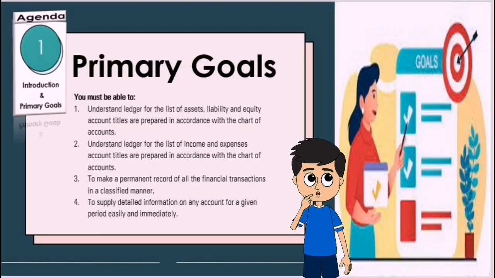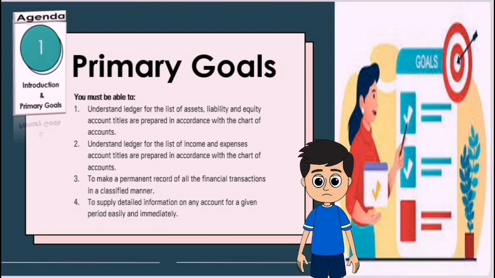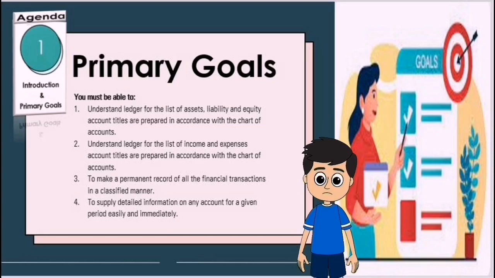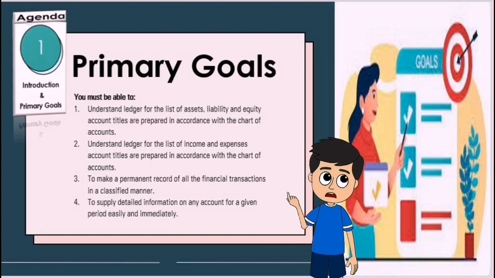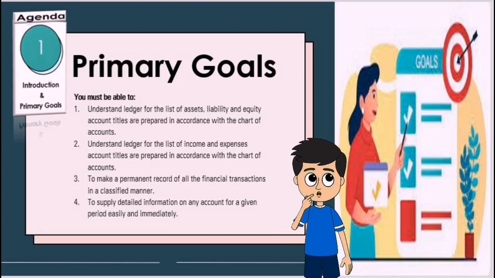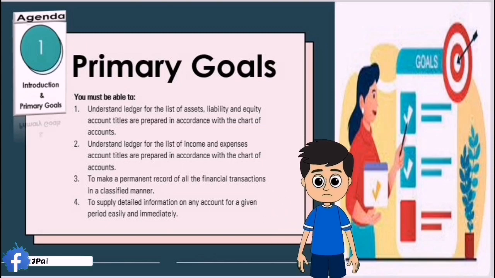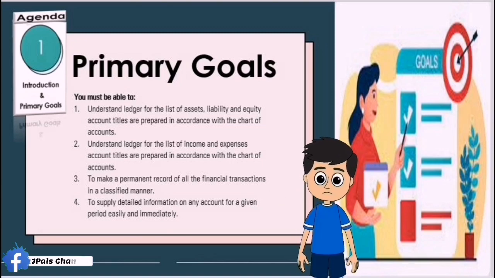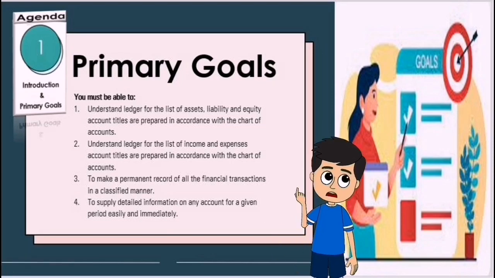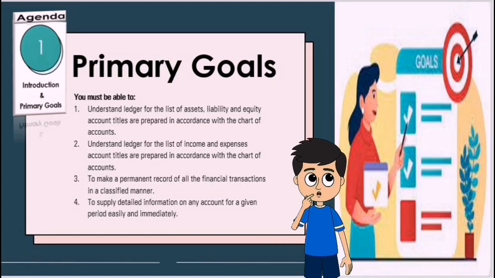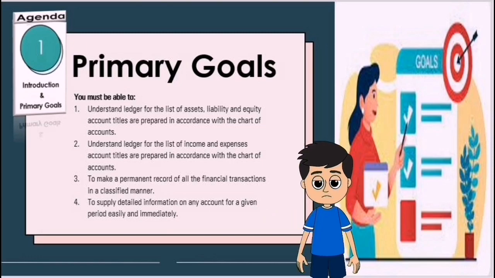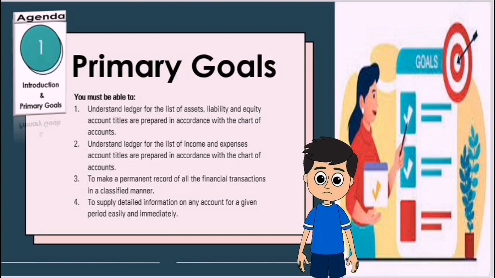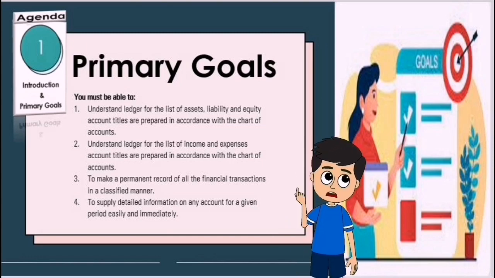accounts receivable. Primary goals. You must be able to: first, understand ledger for the list of assets, liability and equity account titles prepared in accordance with the chart of accounts. Second, understand ledger for the list of income and expenses account titles prepared in accordance with the chart of accounts. Third, make a permanent record of all the financial transactions in a classified manner. Fourth, supply detailed information on any account for a given period easily and immediately.